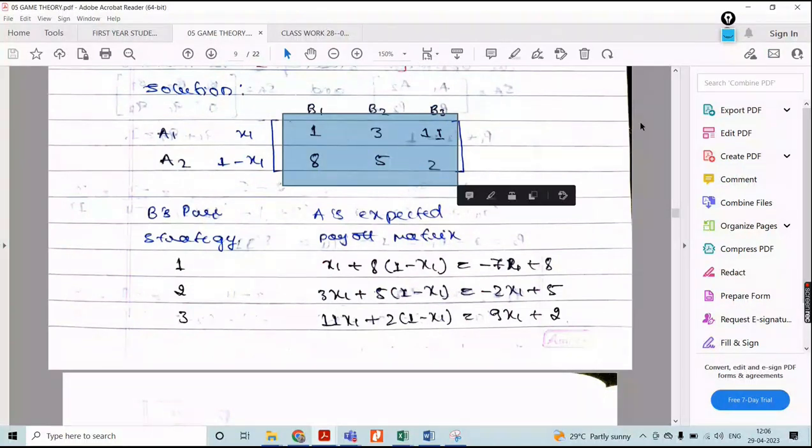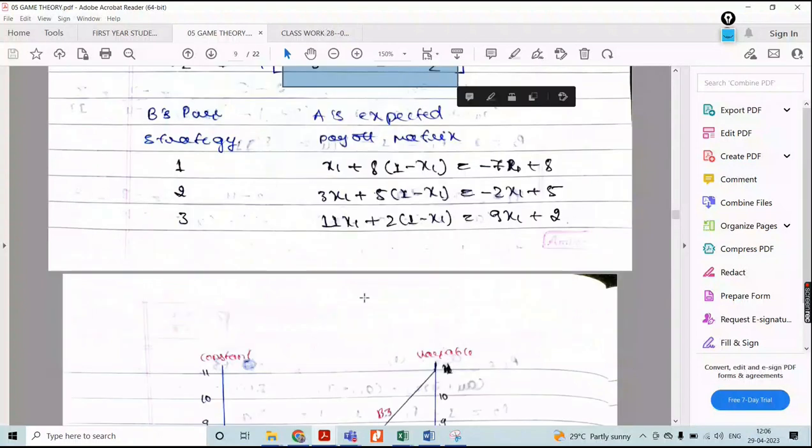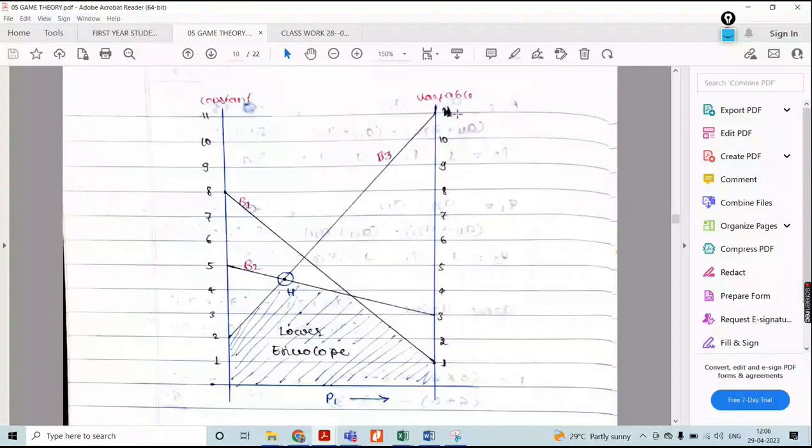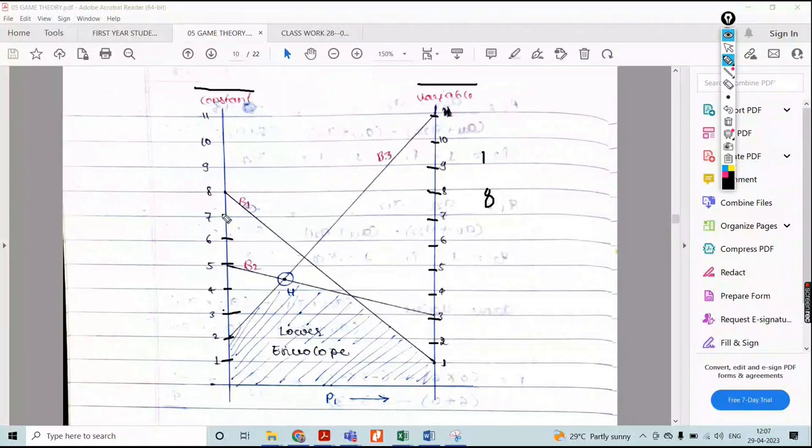Okay, then you have to take your graph. That is 1, 2, 3, 4, 5, 6, 7, 8, 9, 10, 11. Then you have to mark those points. Once you mark those points, then similar to that, the constant value is also 1, 2, 3, 4, 5, 6, 7, 8, 9, 10, 11.